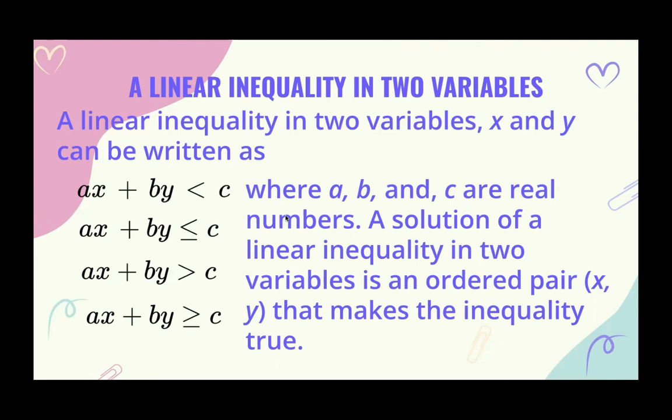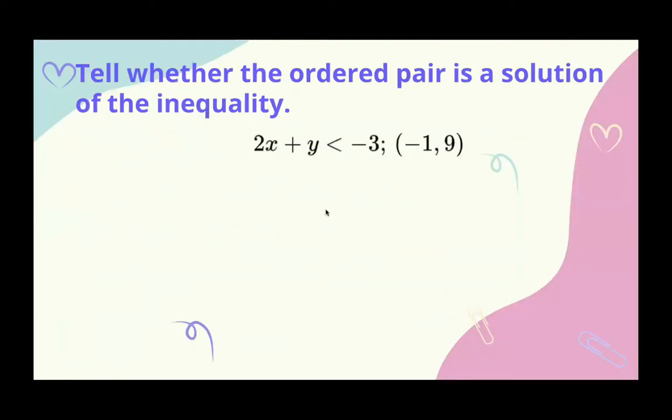A solution of a linear inequality in two variables is going to be an ordered pair, x, y, that makes the inequality true. You might be wondering what making an inequality true means. Let's go ahead and look at this first problem to see what they mean. So we're going to tell whether the ordered pair is a solution of the inequality.